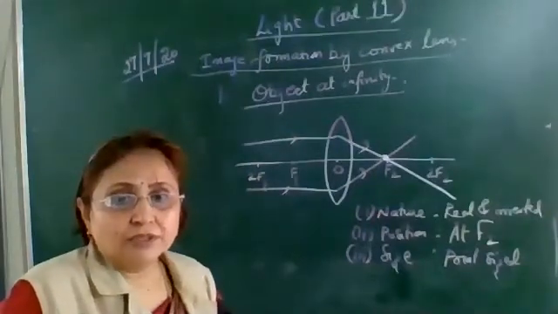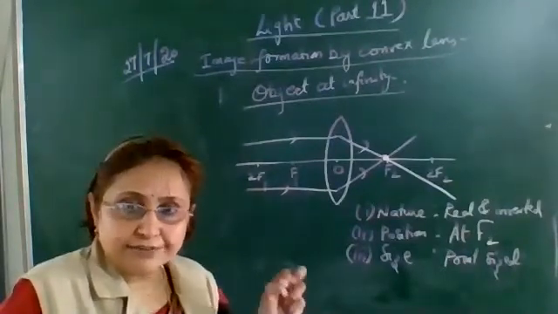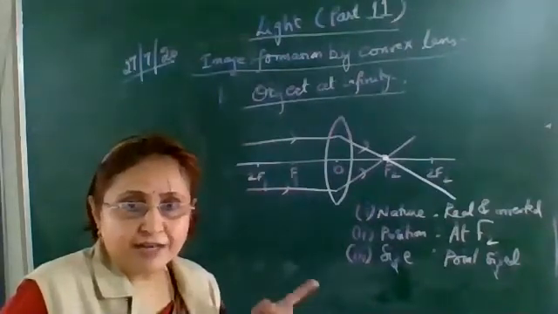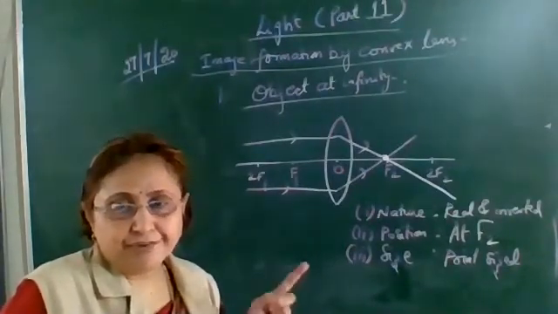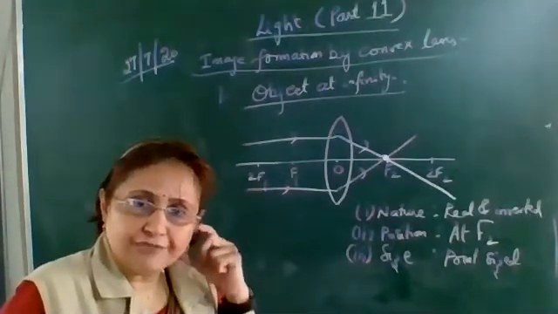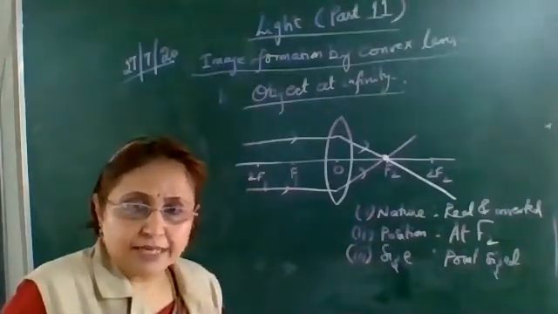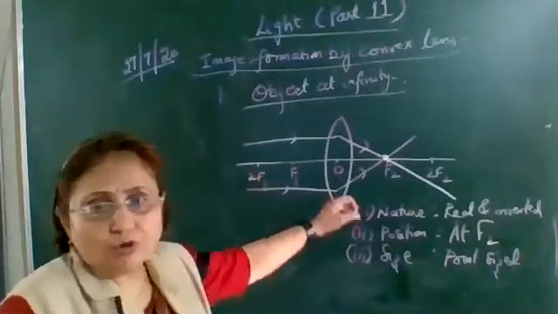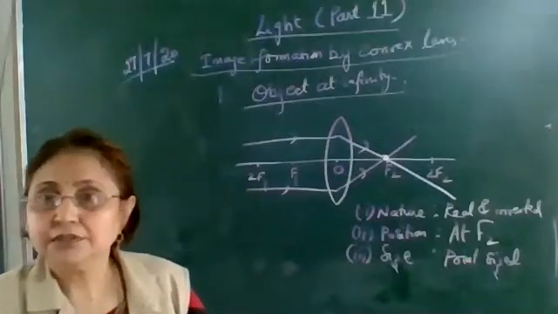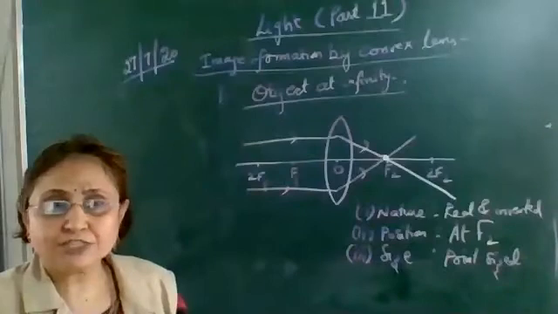points. Draw the diagram, make the convex lens. Mark the central point as O, optical center. Then mark F1 and F2, F1 on the left side, F2 on the right side, such that OF1 should be equal to OF2. Mark these points. Then double the focal length. Mark two more points, 2F1 and 2F2.